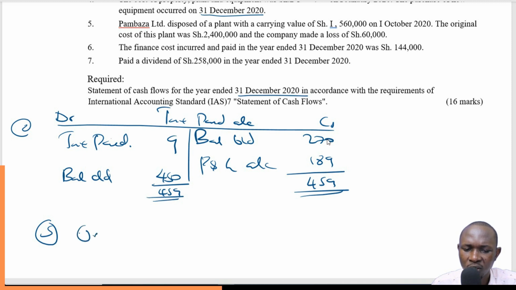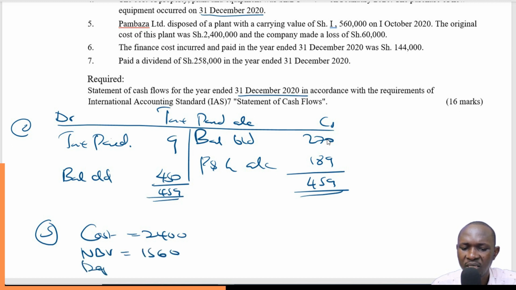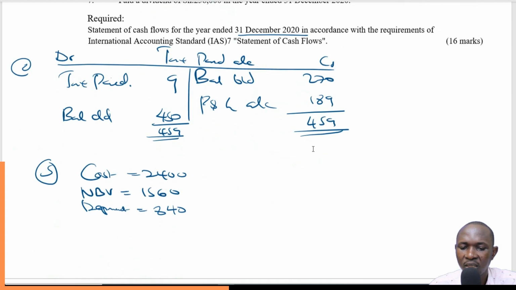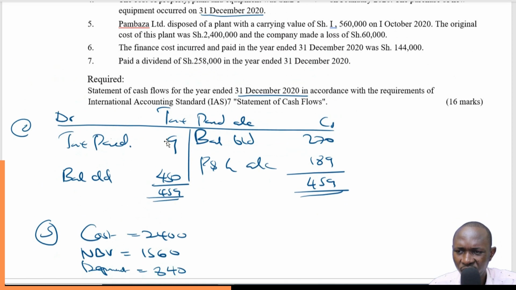So original cost, let's just say cost of this item was 24. Then net book value was 1560. So depreciation is 24 minus 1560. This is 840. Is it? Yeah. 440 plus 400, 840. That is the depreciation. So depreciation is 840.